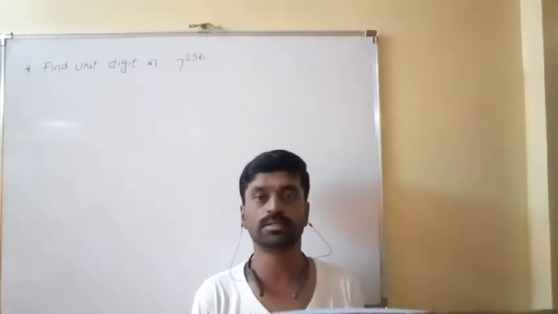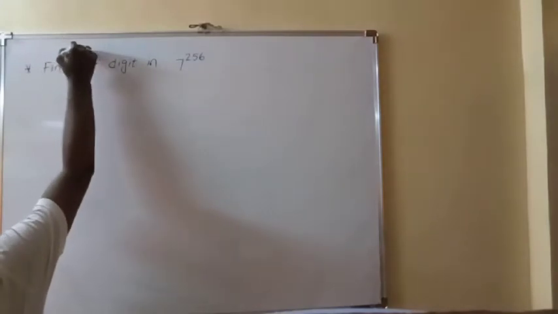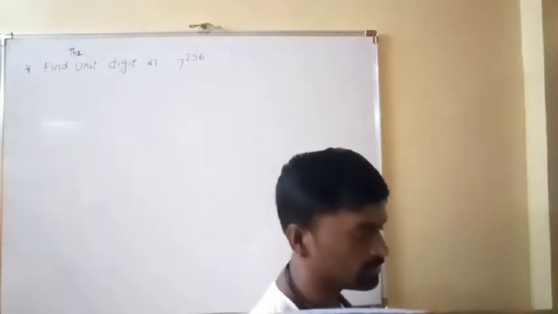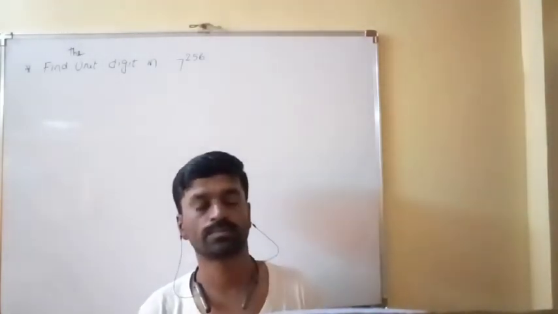Find the unit digit in 7 power 256. So what is the concept here? How to find the unit digit in 7 power 256?